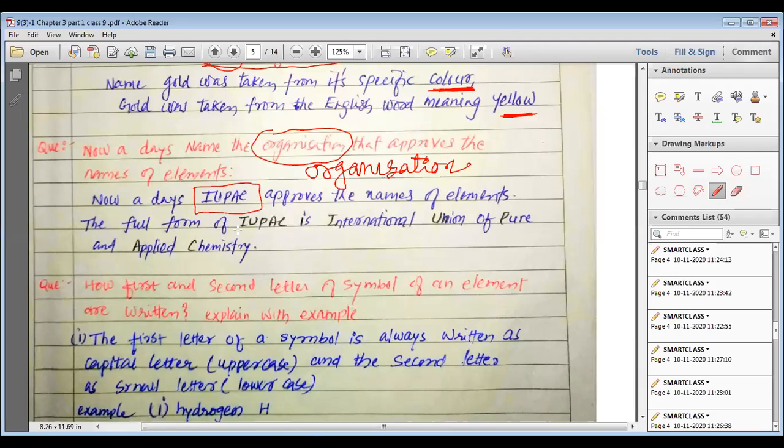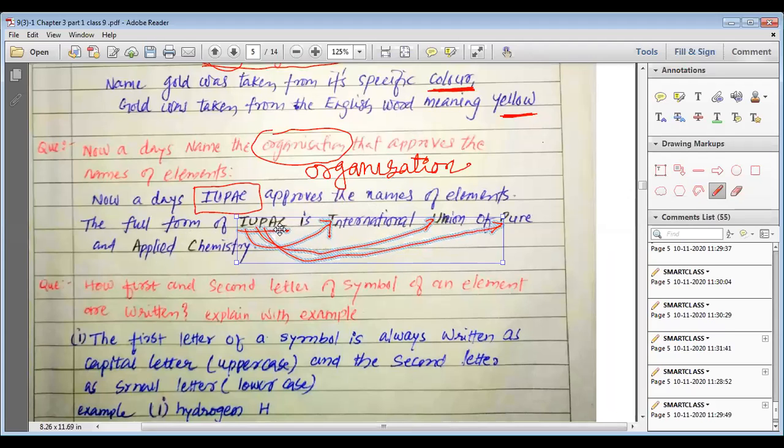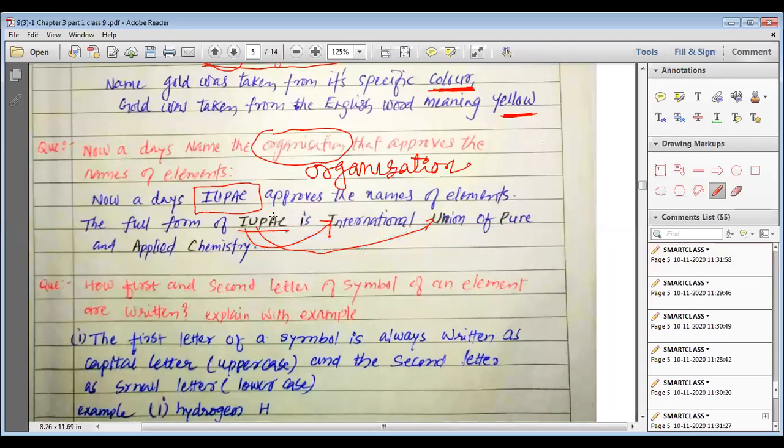The full form of IUPAC: I stands for International, U stands for Union, P stands for Pure, A stands for Applied, and C stands for Chemistry. If someone asks you, my dear students, what is the full form of IUPAC, you can easily say that IUPAC means International Union of Pure and Applied Chemistry.